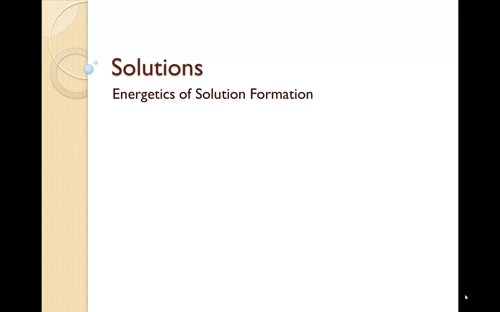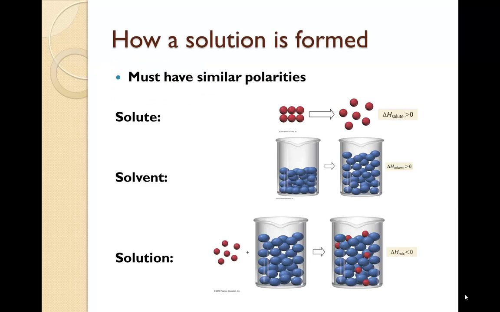In this tutorial, we will be discussing the energetics of solution formation. When a solution is formed, first of all you must have similar polarities. Like dissolves like. In order for the solution to be created, the first thing you need to do is that the solutes have to break apart. That means that the interactions between the solute particles must be broken. This requires energy to be put into the system.